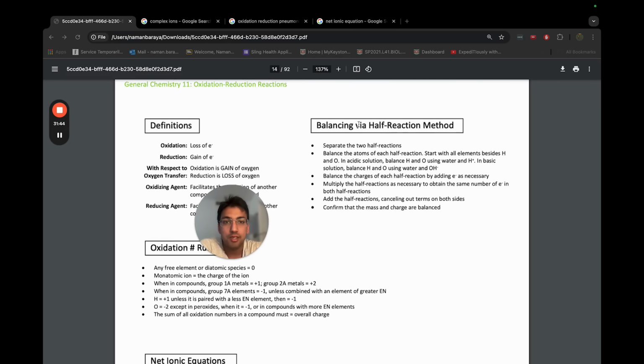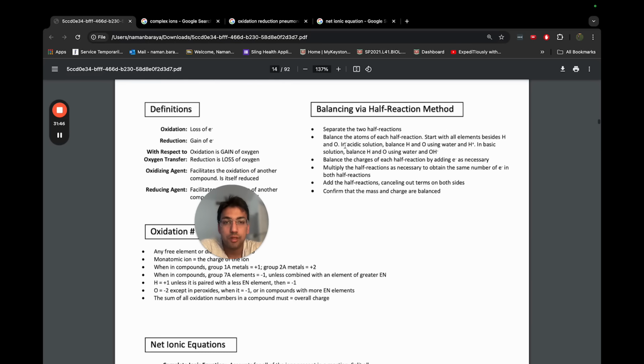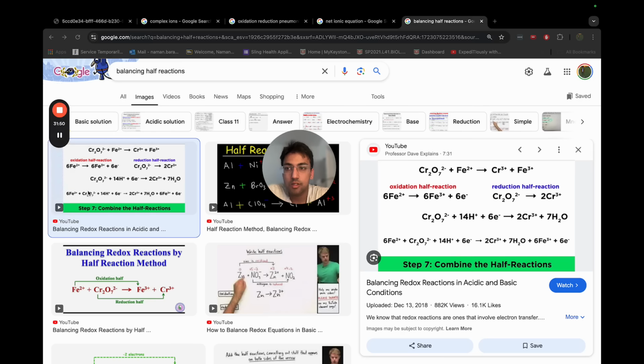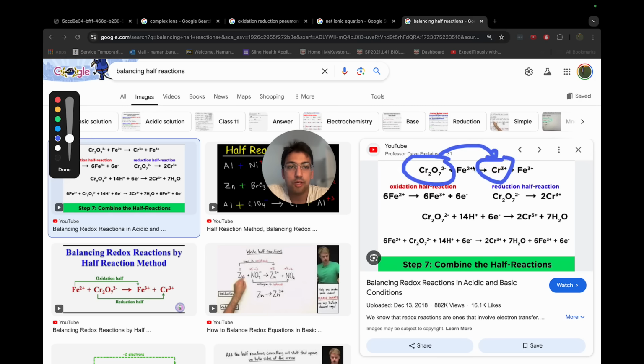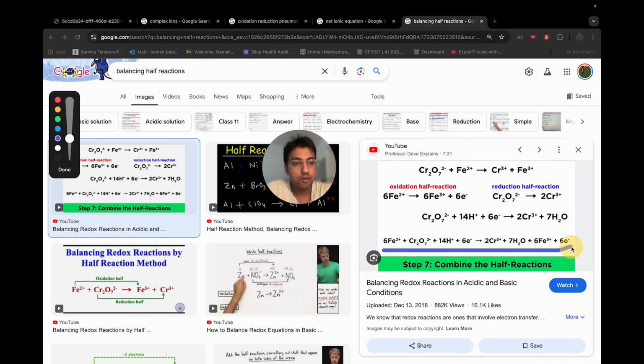Okay, now we have balancing via half reaction method. So here you take both the half reactions, and let me show you an example. So this is kind of a context in which you have, like, what's happening: this is the change in chromium, this is the change in iron, right? But you know that there's some loss of electrons, gain of electrons somewhere. You know that one of these is getting oxidized, one of these is getting reduced. So you split them up into half reactions, oxidation half reaction and reduction half reaction. And then if you follow the steps, you can actually figure out the full equation for this.